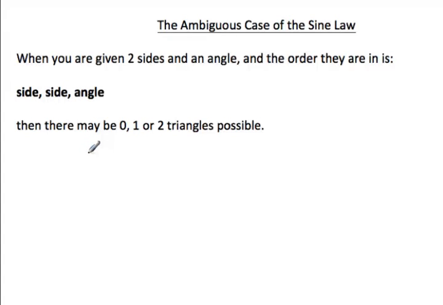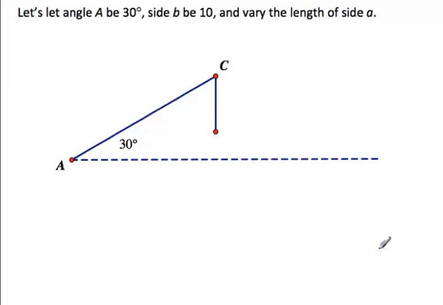If that's the way the information is given to you, then it's possible that there is just one triangle consistent with that information, but it's also possible that there are no triangles that would work with that, or that there might be two triangles. So we're going to work through how the ambiguous case arises, and then we'll look at some problems.